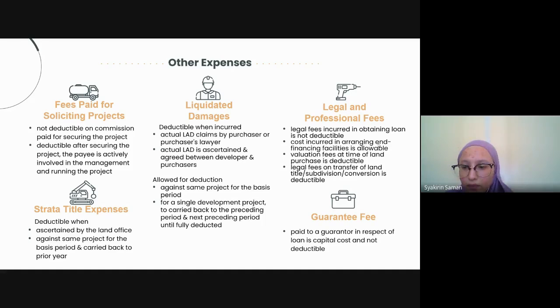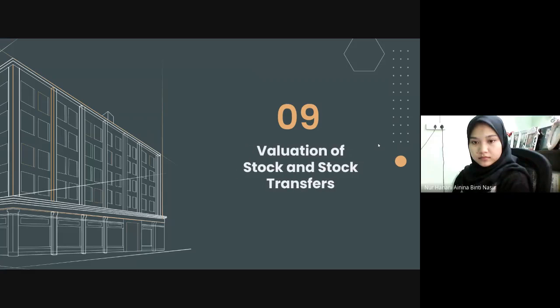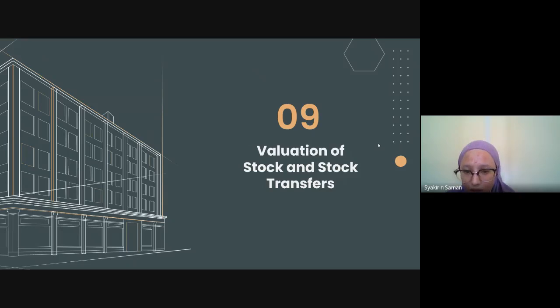For example, if the service provided by the payee is only for securing the project, the fees paid would be deemed as a kickback and would not qualify for deduction. However, if after securing the project, the payee is actively involved in the management and running of the project, then the fees paid will qualify as commission or management fee and it is deductible. Next. Next is valuation of stock and stock transfer.